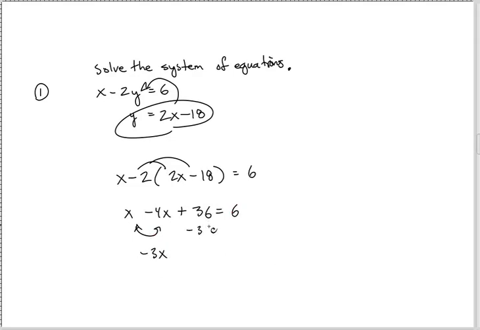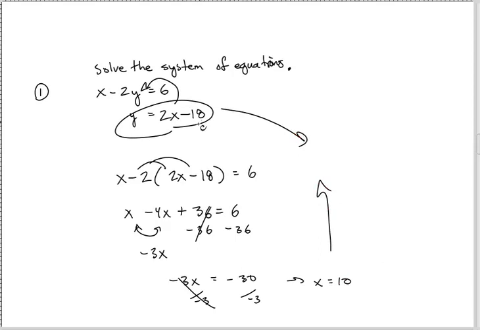I can subtract the 36 to the other side. So now I have negative 3x is equal to negative 30. Divide by the negative 3, and two negatives make a positive. We get x equals 10. To solve for y, I'm going to take the y formula we were given and plug in the x that we found. We get 20 minus 18, so y equals 2.